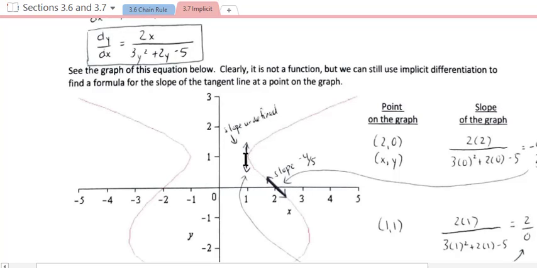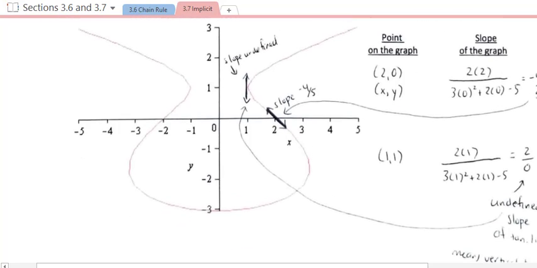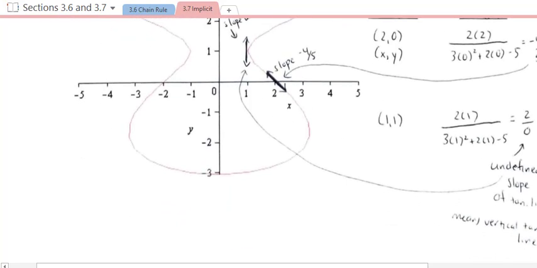As another nice spot here at (1, 1), you can see I end up with a vertical tangent line if I draw it. If I replace all x's and y's with 1's, then I get 2 divided by 0, which is undefined. Undefined slope means I have a vertical tangent line. So you can confirm for yourself that you do get those tangent lines when you're taking derivatives this way as well.